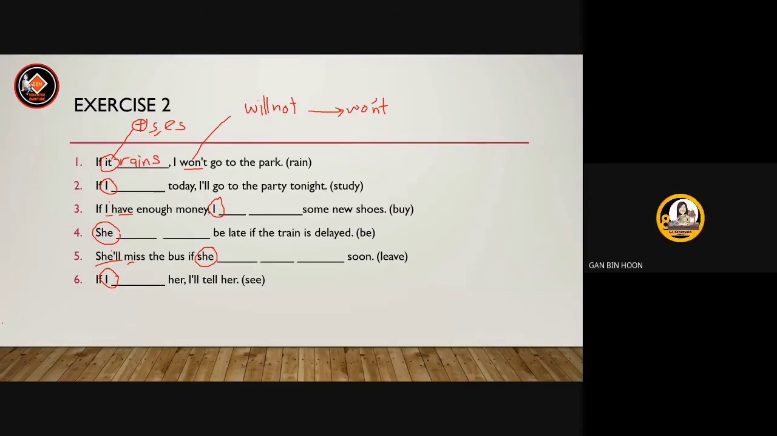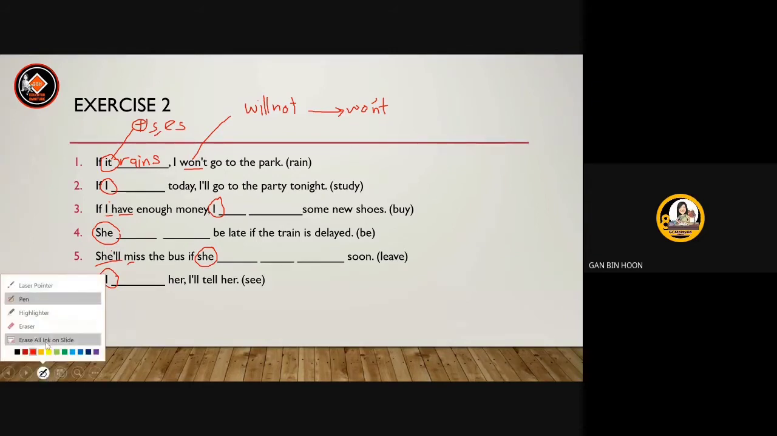Okay, anybody wants to answer number 2? You can on your mic and answer. If today, I'll go to the party tonight. So what's the answer? Because of I? This is the future. Yang selepas if clause ni, where's the pen?